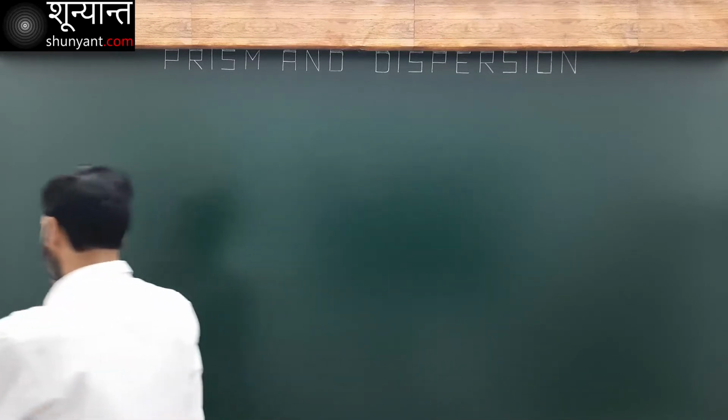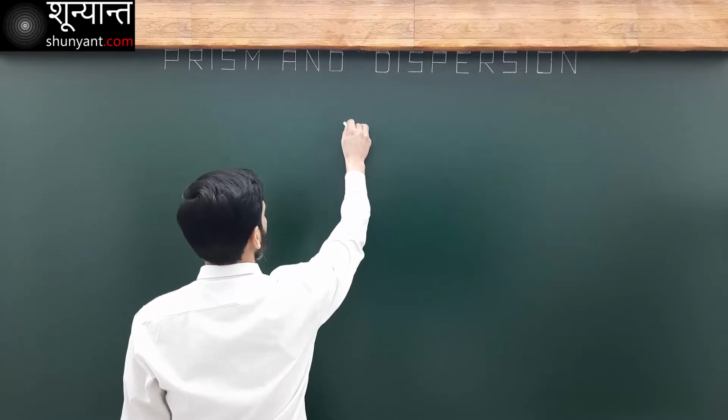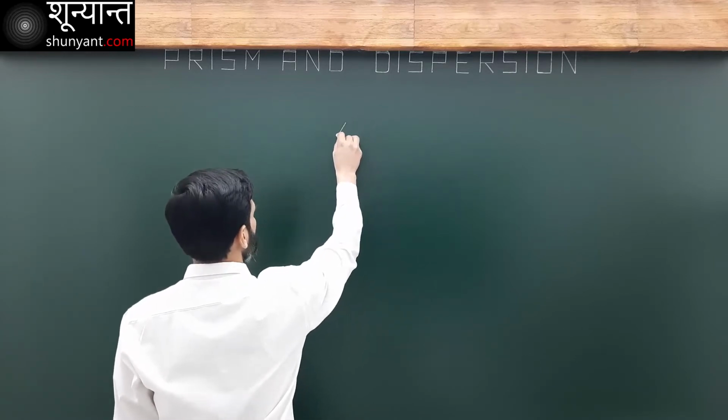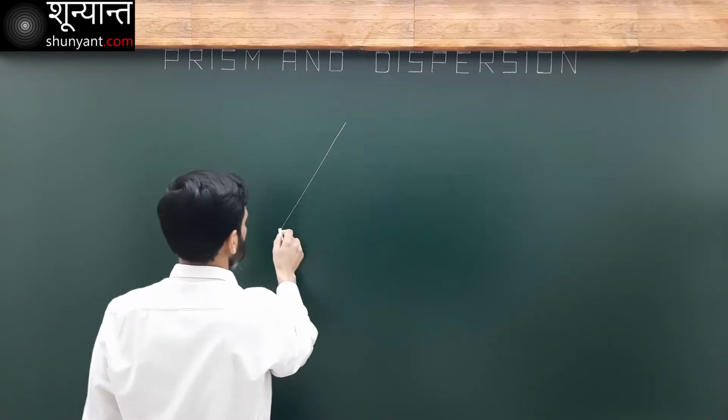We are going to first learn some very important and interesting properties of a prism, and then we are going to move on to dispersion. Let's start with the prism. What is a prism? It is a structure made of a transparent material. It's a three-dimensional object. It's like this.